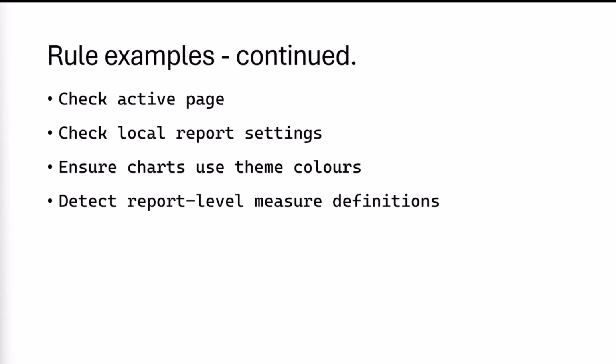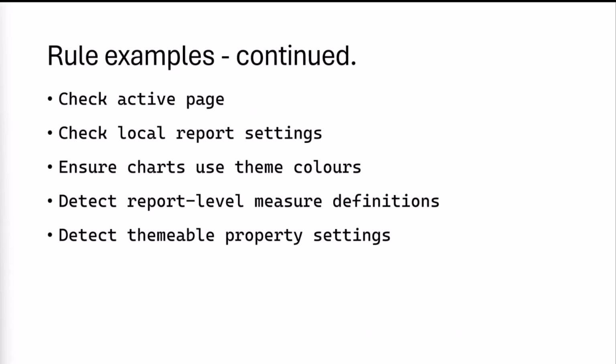Detect report level measure definition. A semantic model can have measure definitions, but somebody can go and create a report level measure, which can be a good thing. But sometimes that's not really what you want them to do. At least you can then flag these things, review them, and suggest that maybe they use a measure already defined in the model.